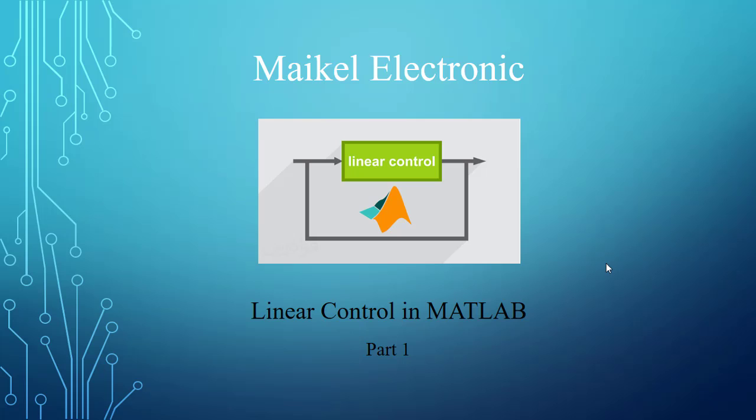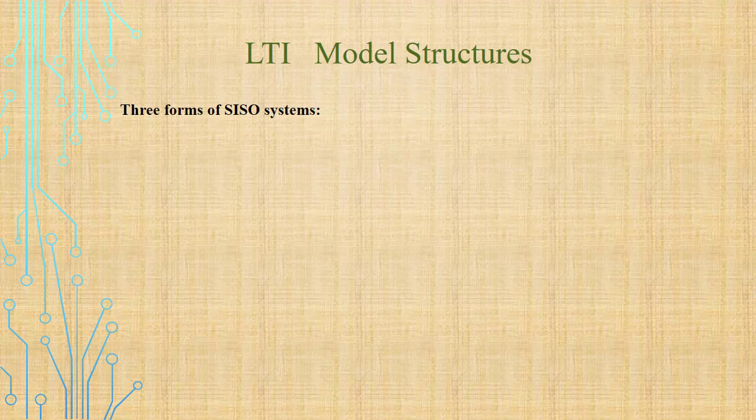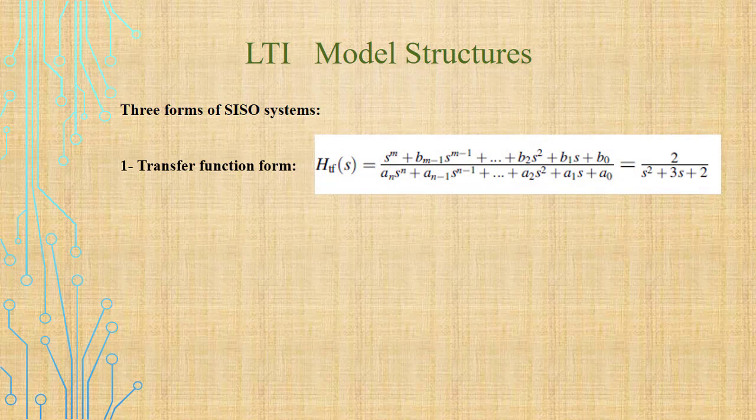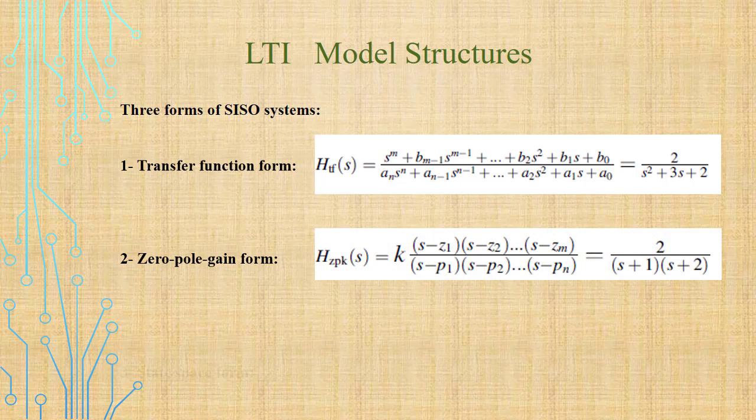In order to simplify the commands, the Control System Toolbox can also use data structures. There are three basic forms to describe LTI systems in Matlab. We can write SISO systems in three different forms: 1. Transfer function form. 2. Zero pole gain form. And 3. State space form.